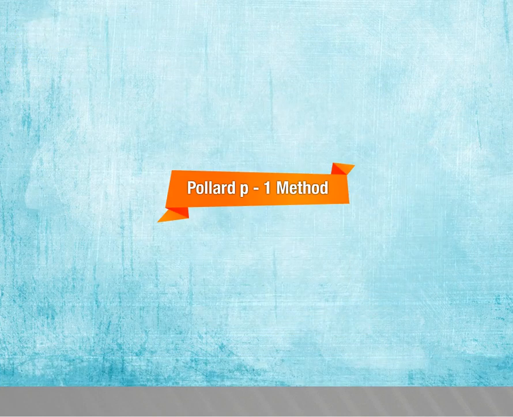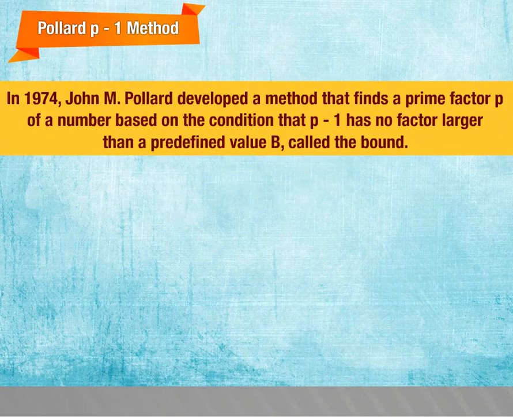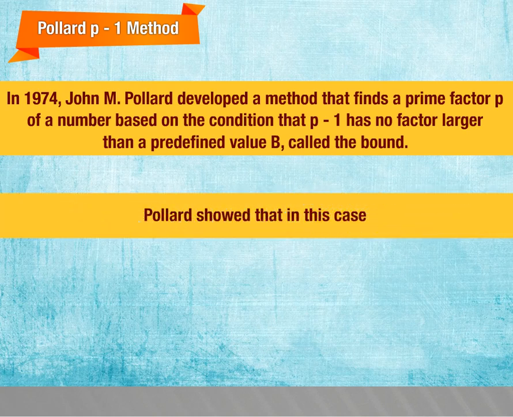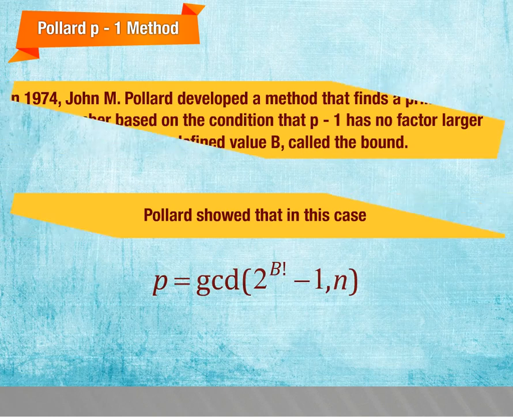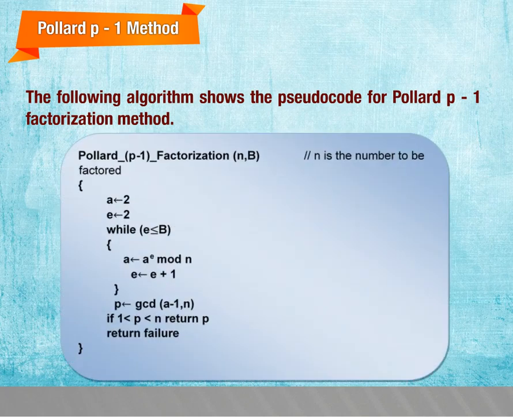Pollard p-1 method. In 1974, John M. Pollard developed a method that finds a prime factor p of a number based on the condition that p-1 has no factor larger than a predefined value B, called the bound. Pollard showed that in this case, p is equal to GCD of 2 to the power B factorial minus 1, n. The following algorithm shows the pseudocode for the Pollard p-1 factorization method.